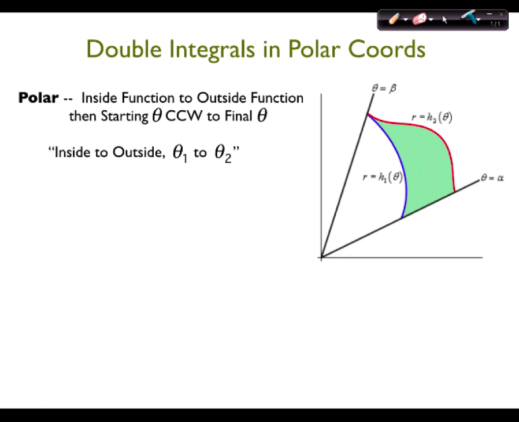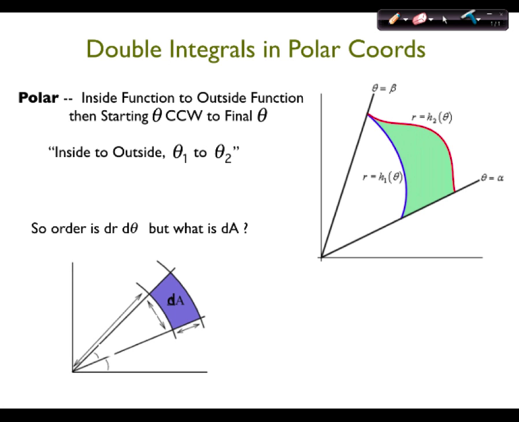So this is a different animal than type 1 or type 2. Starting closest to the pole out to furthest away, and then from starting theta to ending theta, just like I showed you in that animation. So what is dA, right? It's a little chunk of area that you get for a little change in r and a little change in theta.